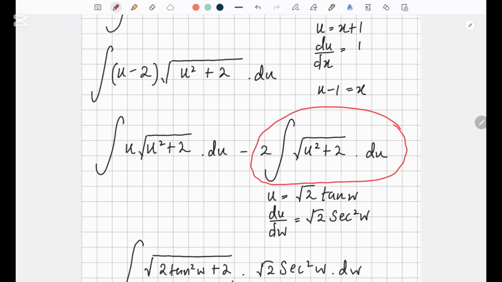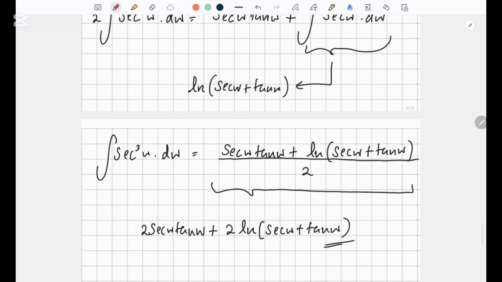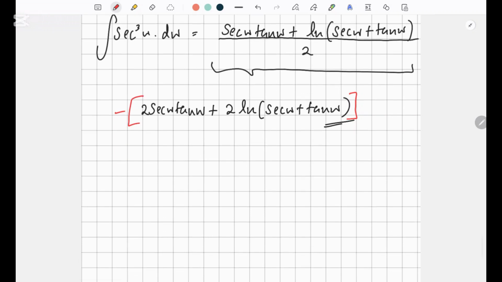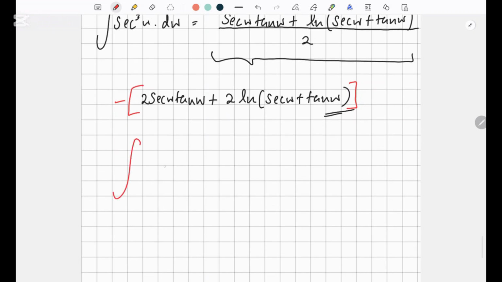The integration of that. Okay, now we go on to the integration on the left side, where you should know there's also a minus in front of the integration of sec cube w, so I'll just put in the -2 like this. Okay, that's the answer for our right section. Now we go on to the left section. So we have the integration of u into root u squared plus 2 du.